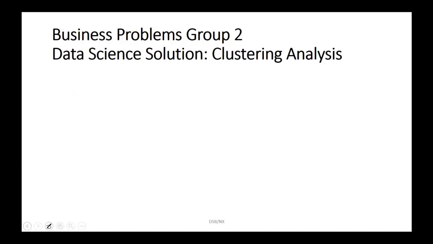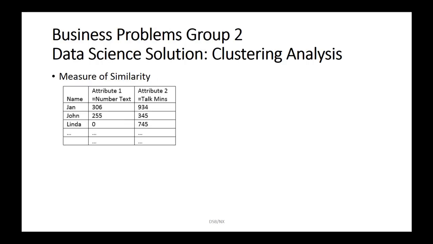We will provide a solution to Group 2 problem in the module of clustering analysis. The key notion of clustering analysis is the concept of similarity. Let's now look at an example. Here we have a data set of monthly cell phone usage. Each person is described by two attributes. Attribute 1 is the number of texts sent per month. Attribute 2 is the number of minutes talked per month.